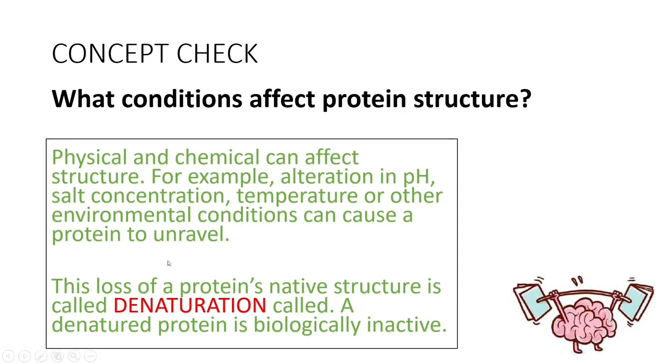And when the protein unravels, there will be a loss of the protein's native three-dimensional conformation or structure. This process is called denaturation. And when denaturation happens, the protein becomes unraveled, and when it becomes unraveled, the denatured protein is no longer active. It becomes biologically inactive. It is unable to function anymore because it is unraveled.